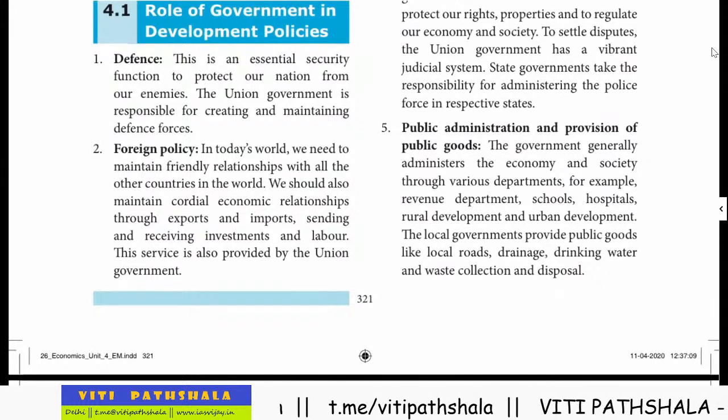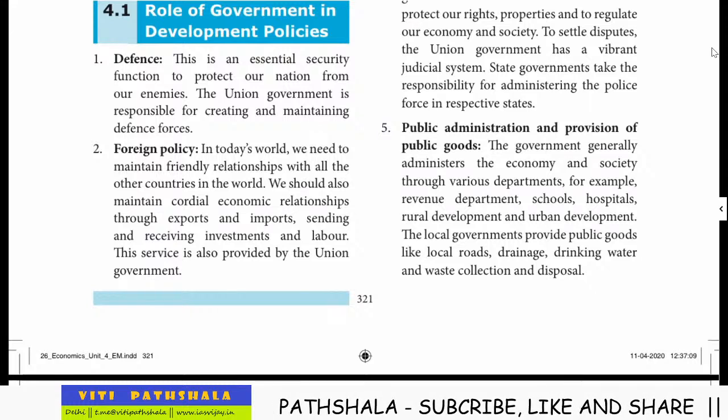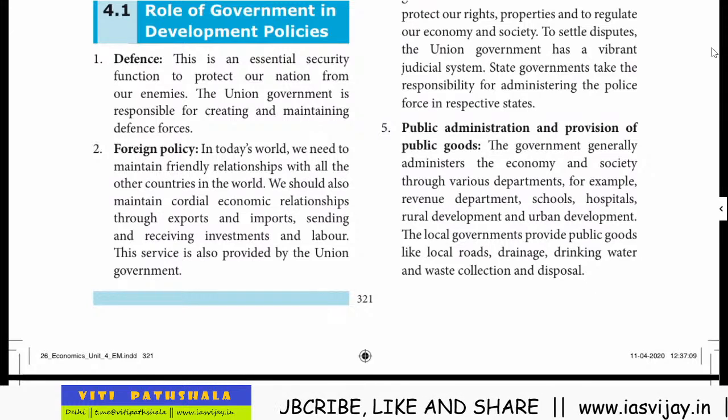Now, who appoints the judges of the High Court? The President. Who dismisses them? The President only. They give their resignation to the President.